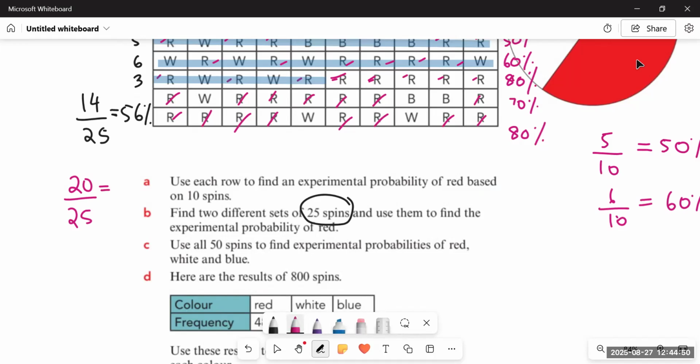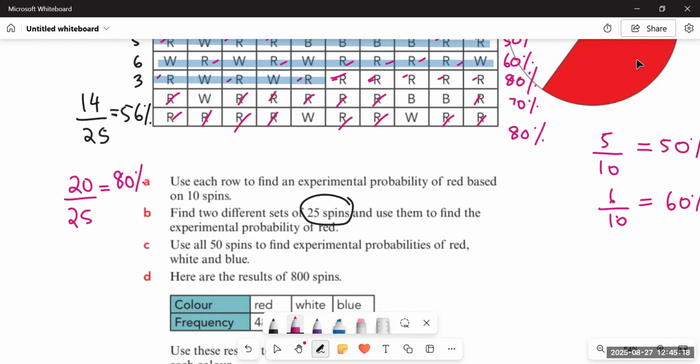And it will be 20 out of 25, which is 80%. So the experimental probability for the last 25 spins for red is 0.8 or 80%. Okay, so it's different. In the first one, it's 56%, quite less than 60%, the theoretical probability. But in the second half, we are having 80%, way more than 60%.